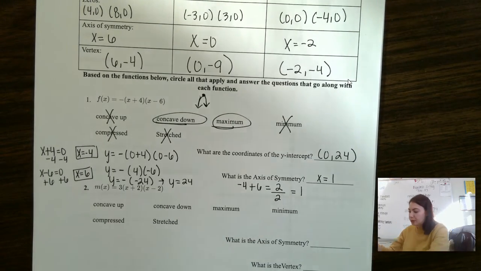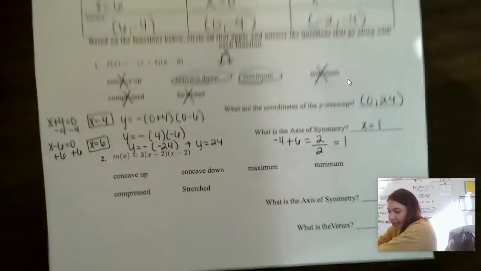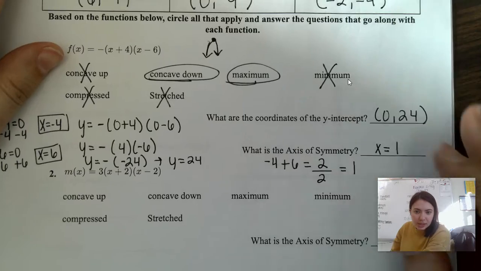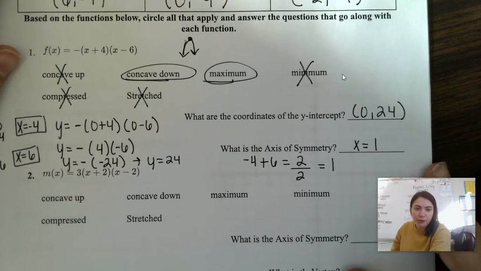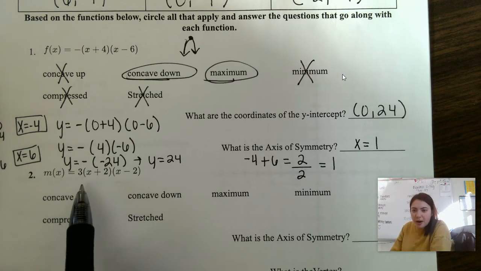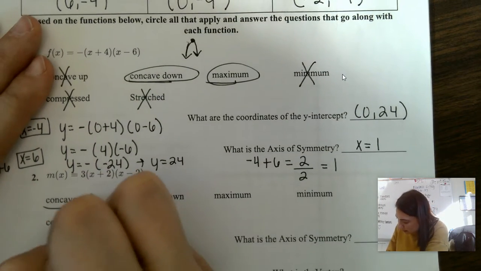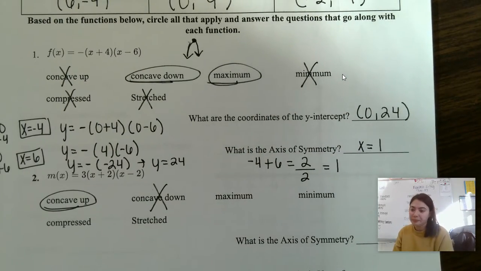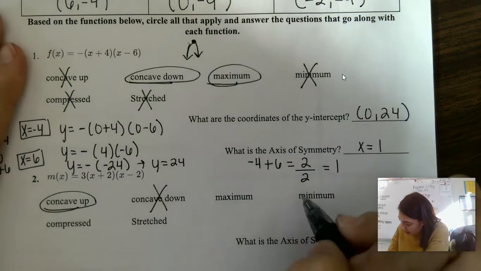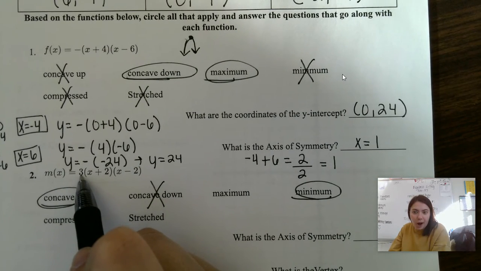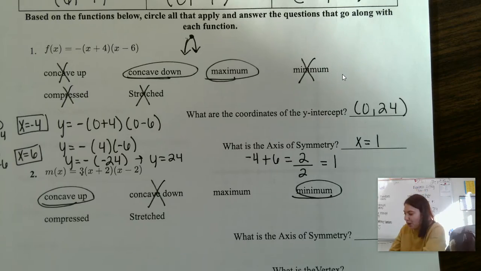Okay, let's take a look at example number 2. M of x is equal to 3 times the quantity x plus 2 times the quantity x minus 2. So first off, do we see a negative value for our a value anywhere? No. So yes, this parabola is going to be concave up, and no, it is not going to be concave down. Now, because our parabola is concave up, that means our vertex is going to be a minimum. And because our a value is 3, that means that our parabola is going to be stretched.